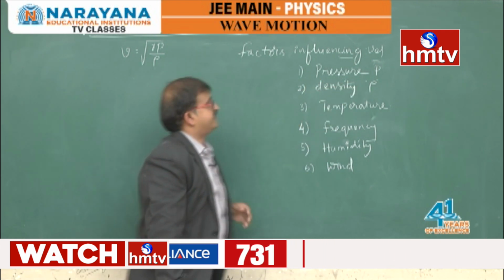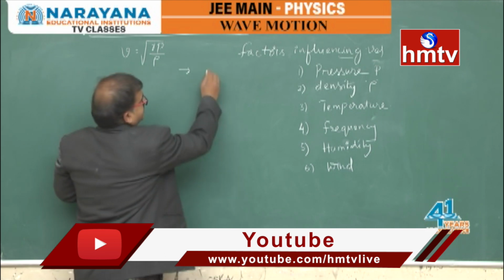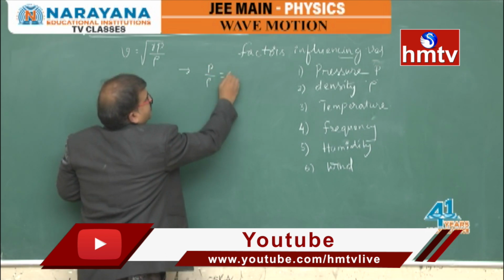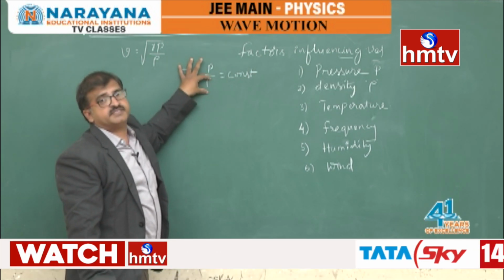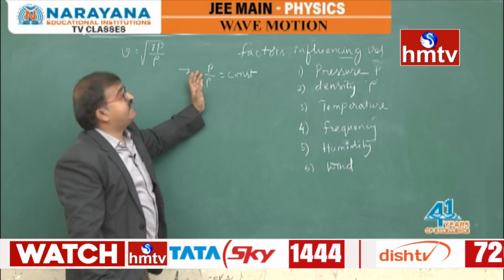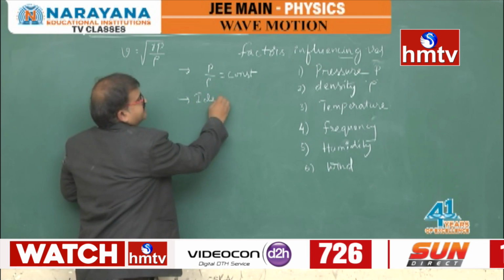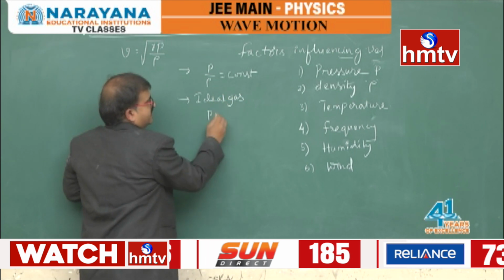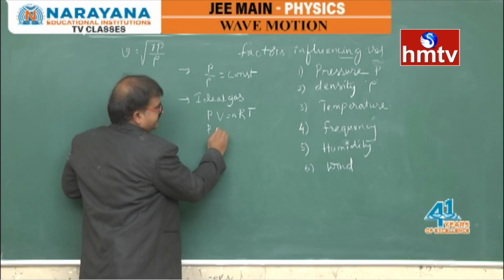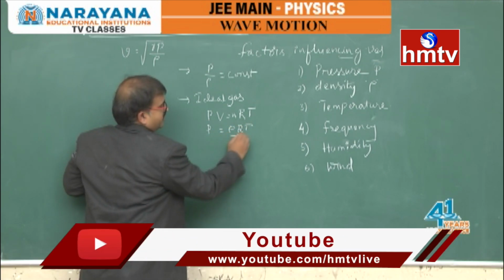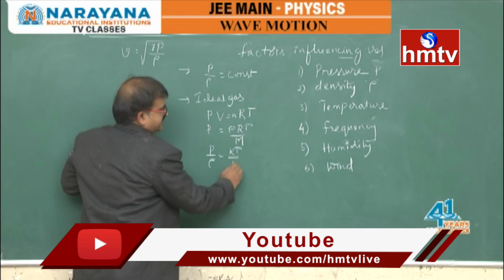So here, pressure P. For a given gas, if pressure P is varying, then the P by rho value remains constant. As pressure increases, the density of the gas also increases. So the P by rho value for a given temperature remains constant. That means if you treat it as an ideal gas, the equation we know, PV equals nRT, gives P equals rho RT upon M. So P by rho is equal to RT by M.